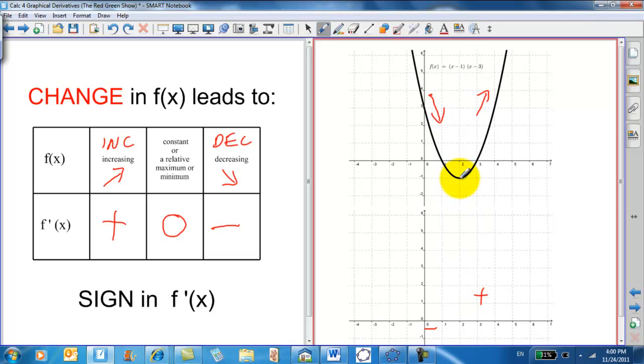And right here, we've got a relative min, and so the derivative is 0. And so we can just connect those up. That would be a quick sketch.